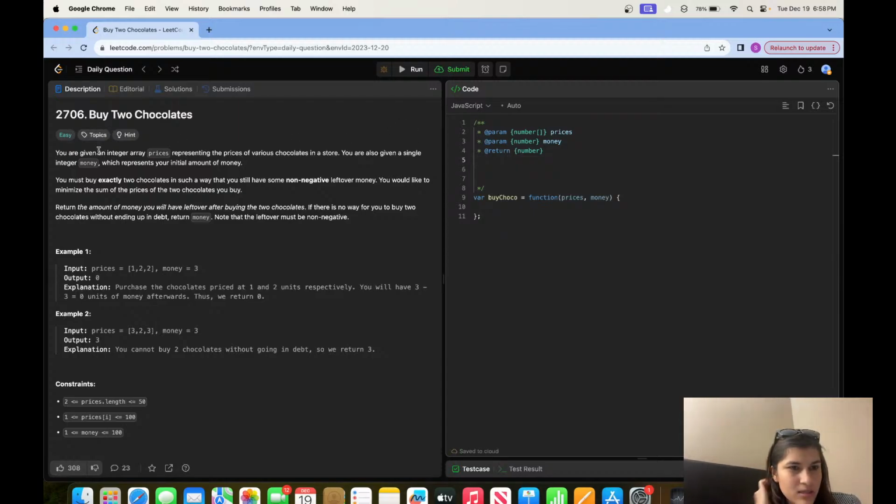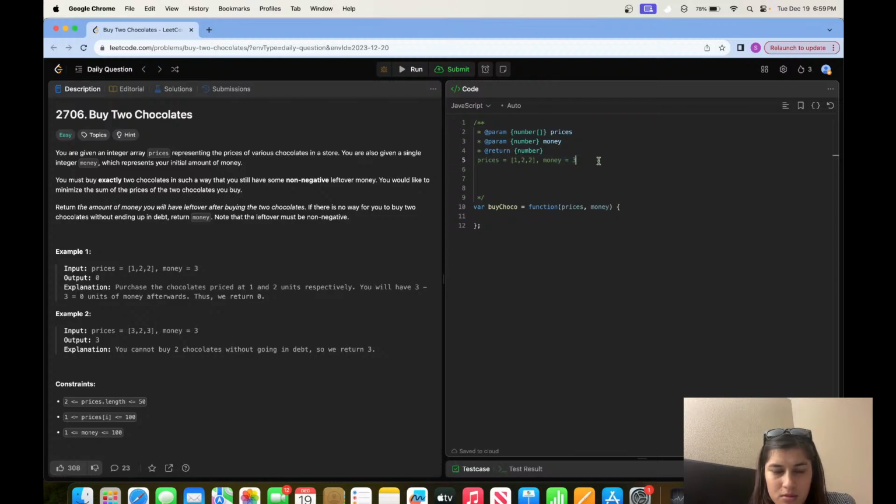You are given an integer array prices representing the prices of various chocolates in a store. You are also given a single integer money which represents your initial amount of money. Okay, so I have prices and money, right? It means that prices of various chocolates in a store: this chocolate is $1 in store one, $2 in store two, and $2 in store three.